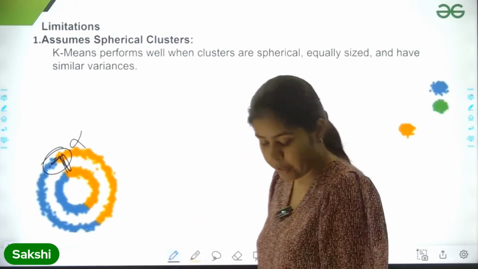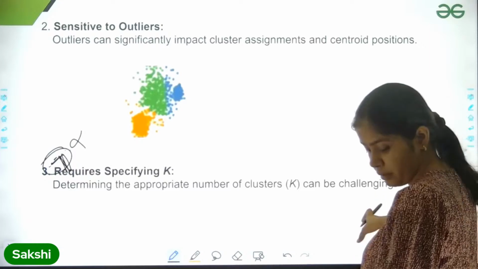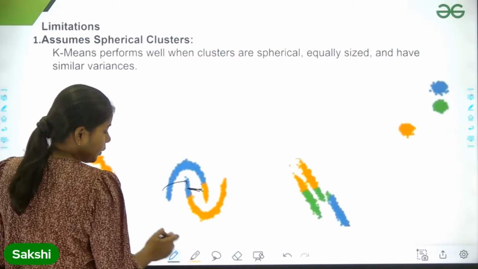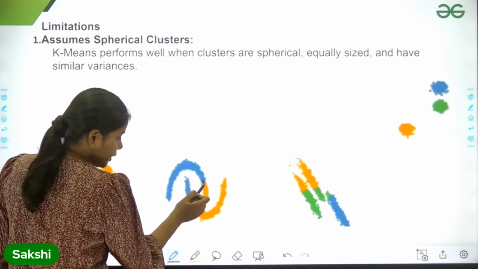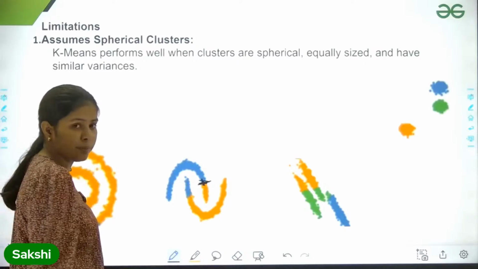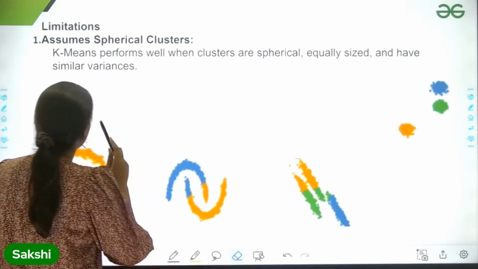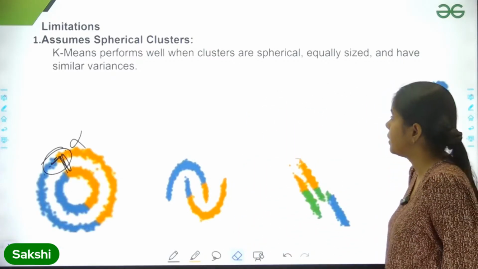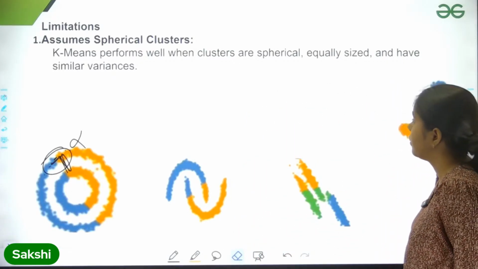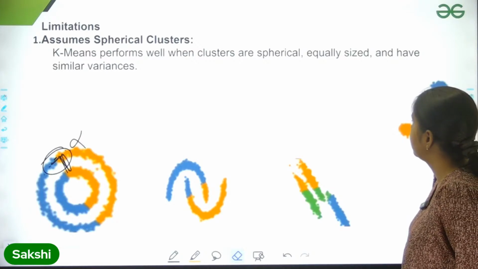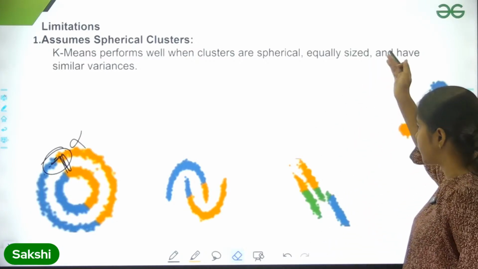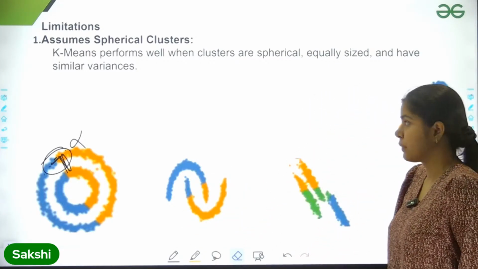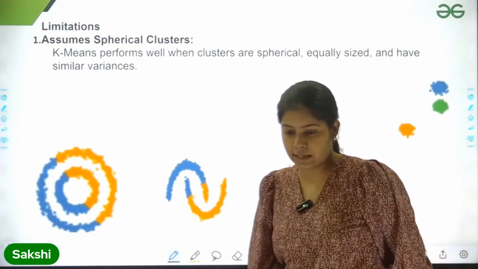Whenever we have this kind of data set, again this point is closer to this point as compared to this point, right? These 2 points are very close, but here you can see that there is a separation between 2 clusters. K-means performs well when clusters are spherical, equally sized and have similar variances, but in these cases it does not work well, right?